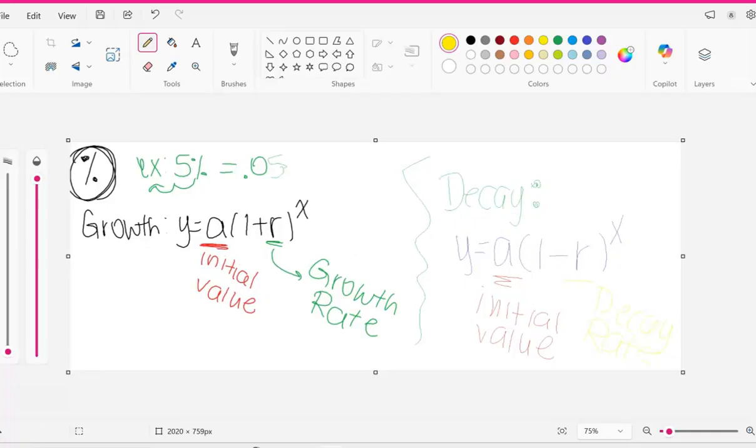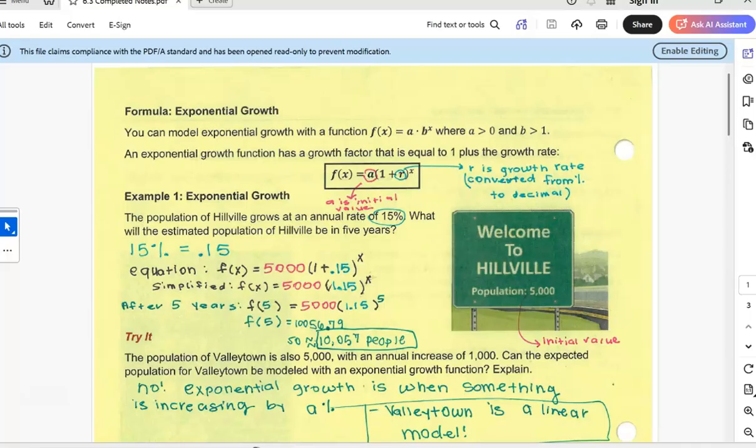So these are your formulas. And so what we're going to do is I'm going to look at our notes real quick and just show you some examples. So here you can see, again, that formula that we just wrote down is right there. And right here, something is growing at an annual rate of 15%. We needed to change that to 0.15. So in my equation, you'll see 0.15, not 15%.